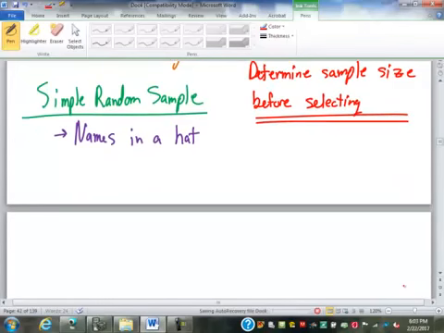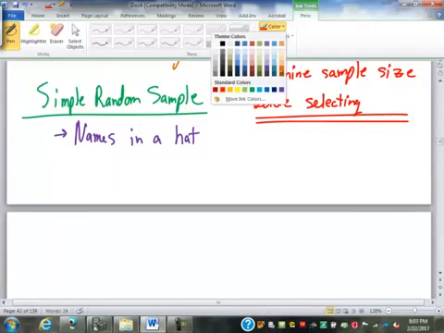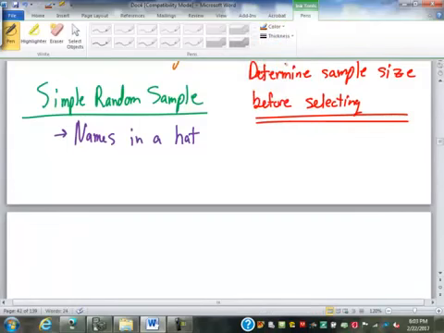So like I said, names in a hat. Simple random has an added qualification. Not only is it random, not only does every item or element in the population have equal chance of being in it, but every group, every sample of size n, remember, n is the size of the sample, the number of items in your sample, has an equal chance of being chosen.